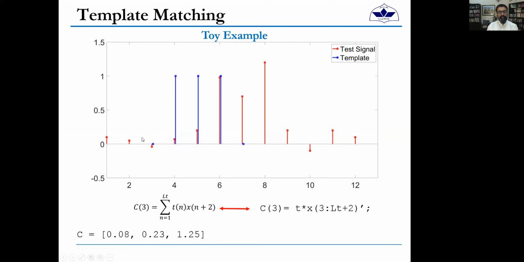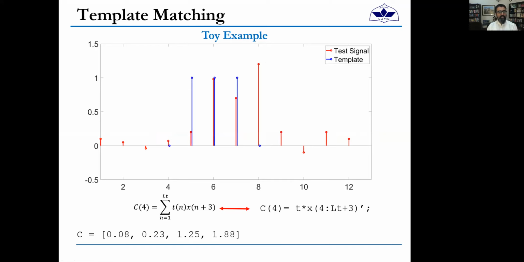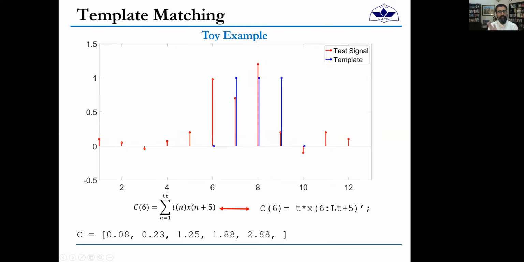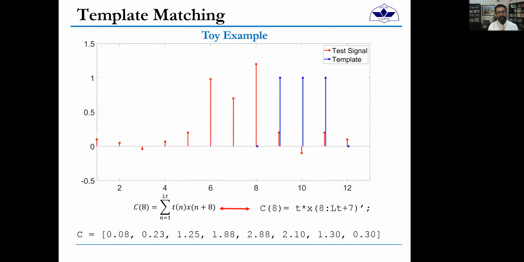And the correlation is even slightly higher. Then you slide it again, and the correlation is 1.88, right? And then you slide it again, and here the correlation turns out to be 2.88. And this is where these 3 peaks reside on the 3 peaks of the template of the test signal. Okay? And then you keep on sliding it.